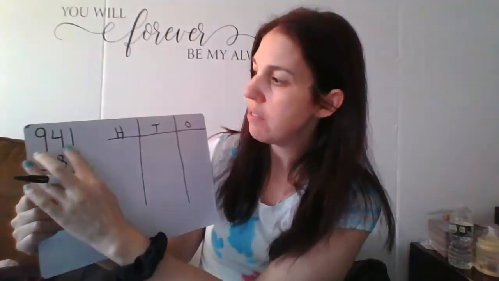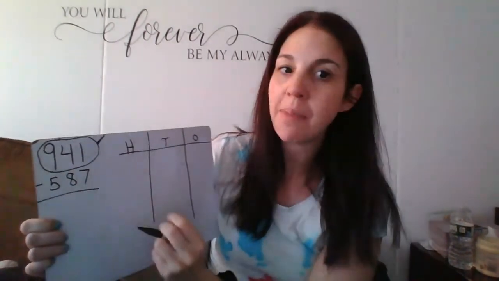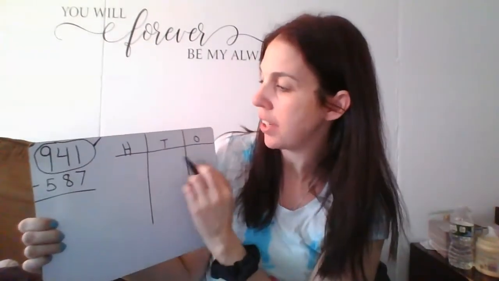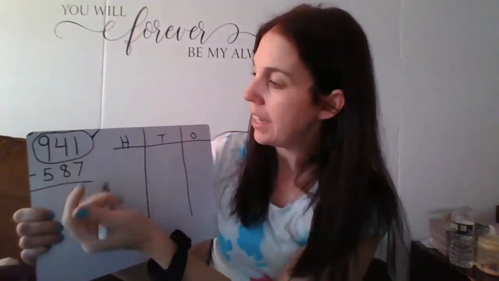Now, our first problem, 941 minus 587. So with subtraction, we're only going to draw our first number. I'm going to draw my magnifying glass around my top number, and that's the number that I'm going to draw here to get my place value chart set up. So I have 900s. I am still going to use the chip model.